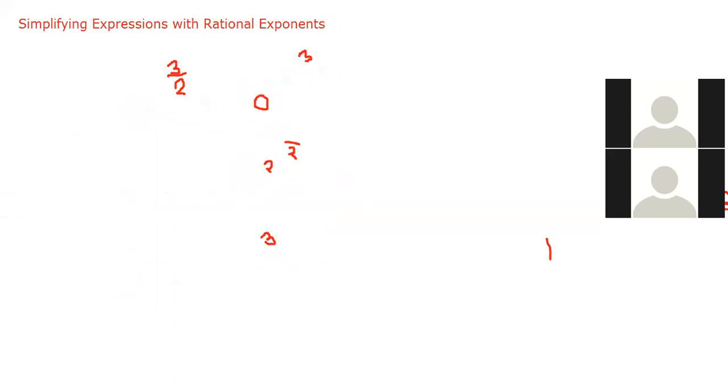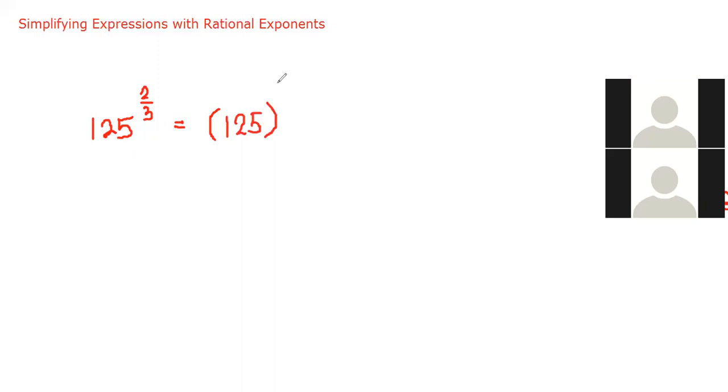So, another example. We have here 125, then naka-raise siya sa 2 over 3. Paano natin siya isi-simplify? Ang ginagawa ko dyan, kung ano yung denominator, yun yung ginagawa kong exponent para sa base natin. Gaya nga sabi ko sa inyo, i-grouping natin ang 125, para hindi na tayo malito. Then, raised to 2 over 3. Yun yung ginagawa ko.